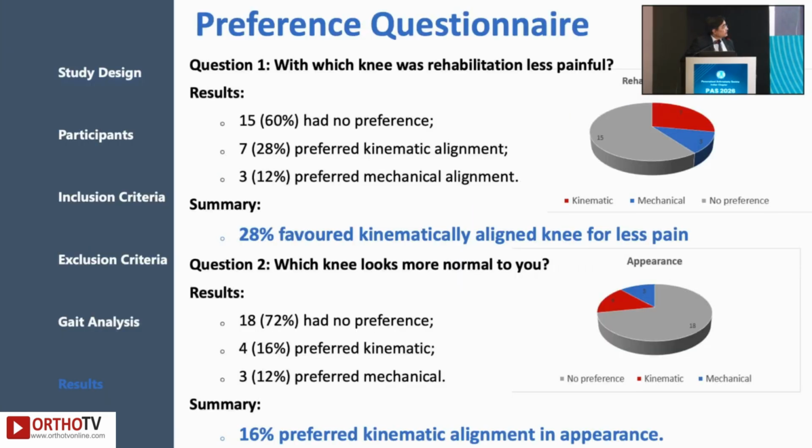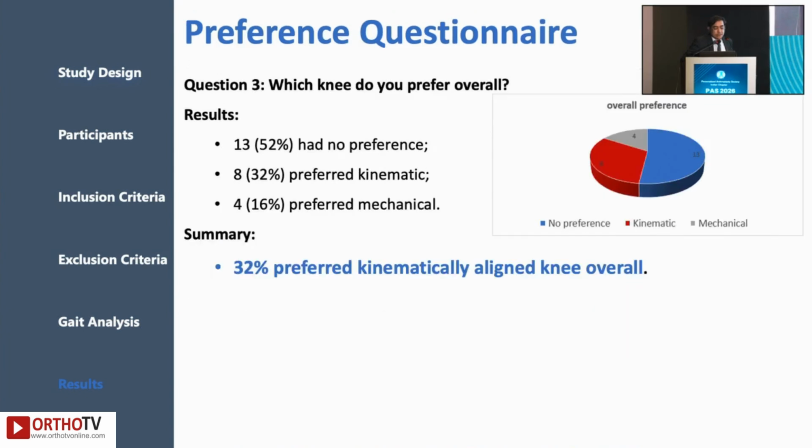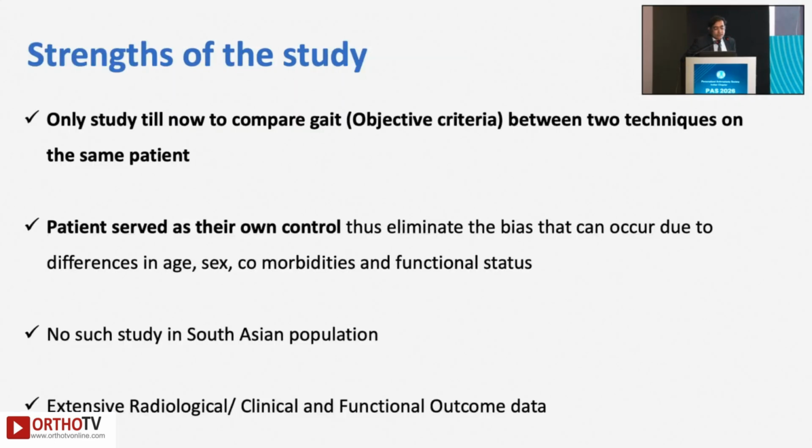We also asked the patients regarding their preference, and we found that 60% of the knees had no preference, 28% preferred the kinematic knee, and only 12% preferred the mechanical knee. Which knee looked more normal to you? 16% preferred kinematic alignment, 72% had no preference, and 12% preferred mechanical. We also asked the patients which knee they prefer overall. 32% of patients preferred the kinematic knee overall.